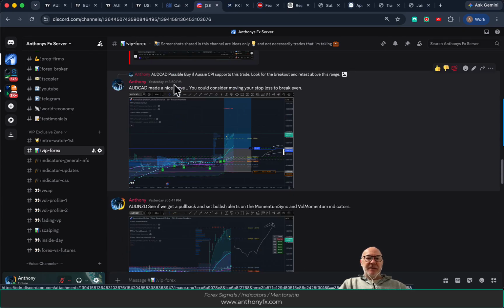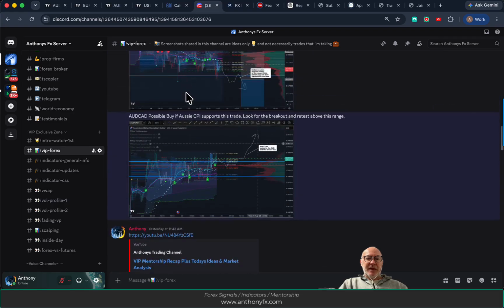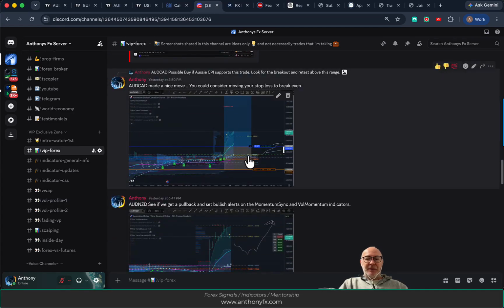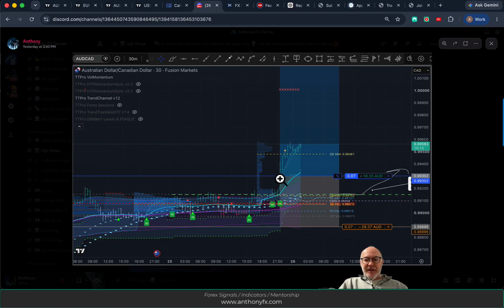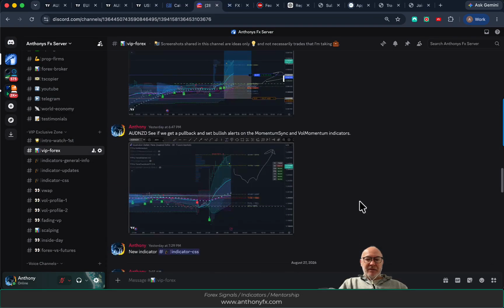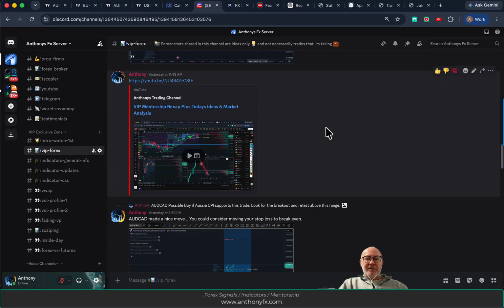Oh yeah, so this one was an Aussie CAD possible buy. Here we were looking for the pullback, so as it was, Aussie CAD pulled back. No, it rallied, that's right, and we jumped in. I got in a little bit late, but you could have got in around that, just on the breakout down in here.